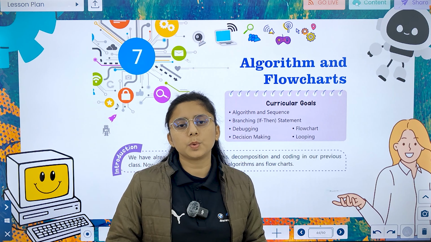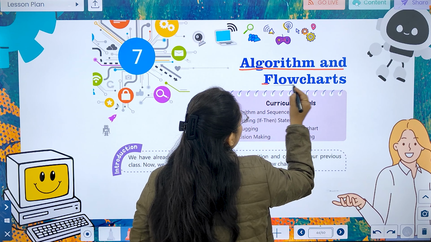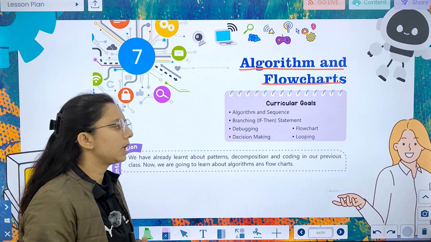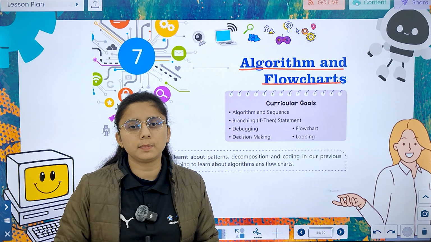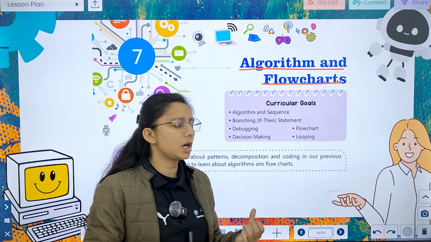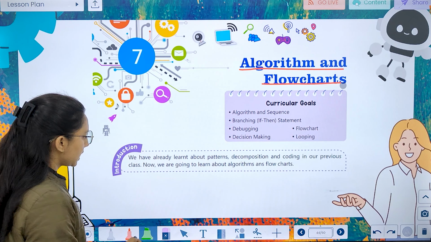Now today, let's start with chapter number 7, Algorithm and Flowchart. In this chapter, we will study about algorithm and sequence, then branching if-then statement, then debugging, flowchart, decision making, and looping. Now, let's start with the chapter.